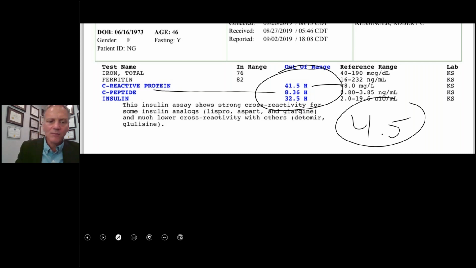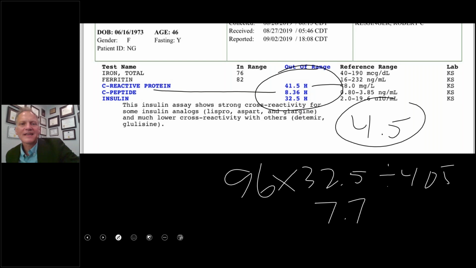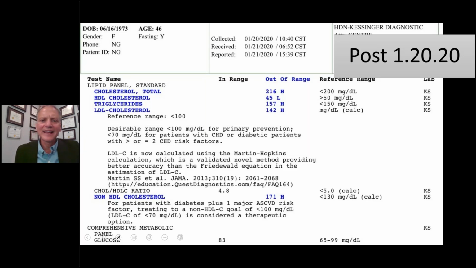So if you take the HOMA-IR score, and I actually did this before, you take the 96, multiply that times 32.5, and divide that by 405, and they have a whopping 7.7. Now that was the 1st of September. At the 1st of January, about 4 months later, we did another test on them. And one of the things we saw is this.